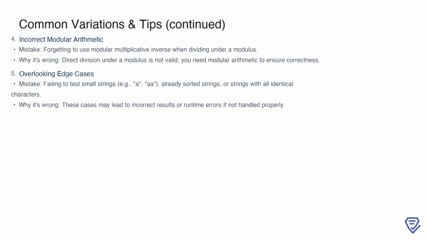Another key mistake is overlooking edge cases. For example, small strings like A or AA, strings that are already sorted, or strings with all identical characters might seem trivial, but failing to handle them properly can cause runtime errors or incorrect outputs. Testing edge cases thoroughly ensures your solution is robust and can handle all input scenarios effectively.